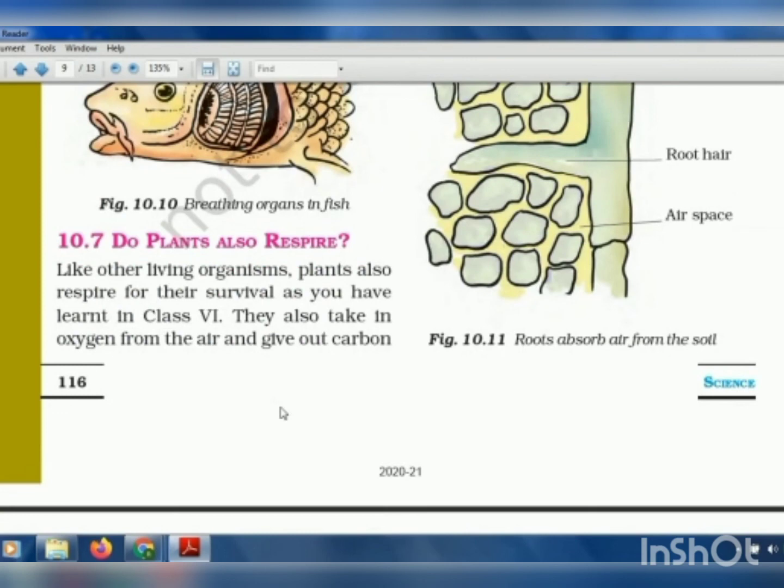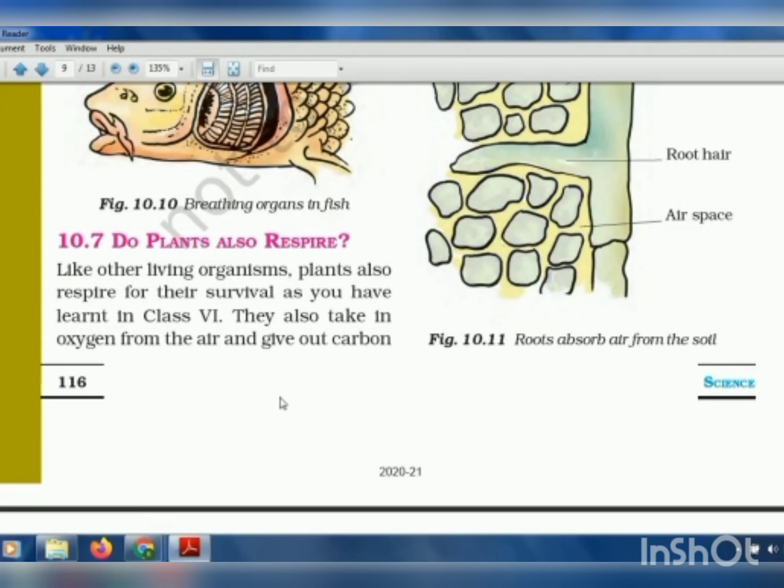Now the last topic here is, do plants also respire? Up till now we have studied that plants do the process of photosynthesis, that is the making of food. At that time they take in carbon dioxide and give out oxygen. We have studied like that up till now, right? That is the process they are doing when they are making food. But like all other living organisms, plants can survive only when they also breathe like us, that is taking in oxygen and giving out carbon dioxide.